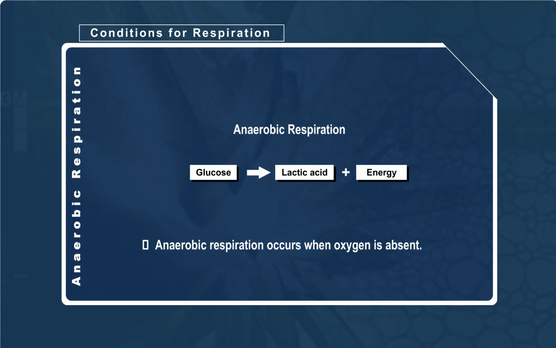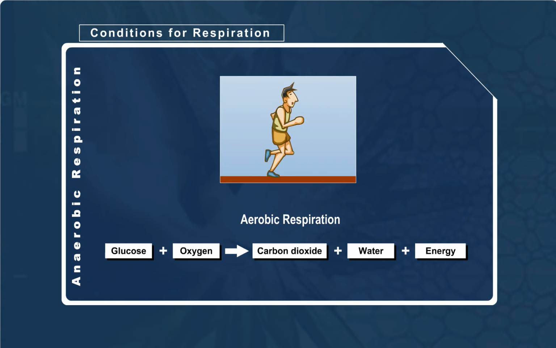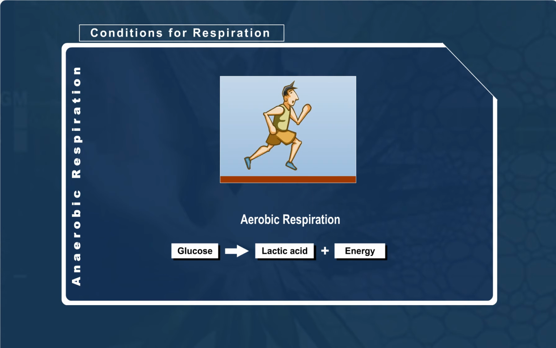Anaerobic respiration occurs when oxygen is absent. For example, when we're running very fast, the oxygen in our muscle cells is used up very quickly, causing anaerobic respiration to take over aerobic respiration.